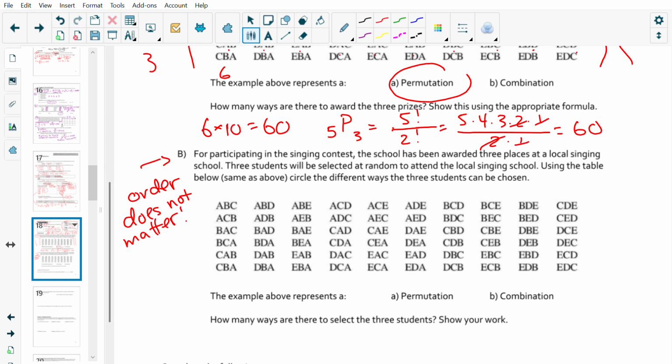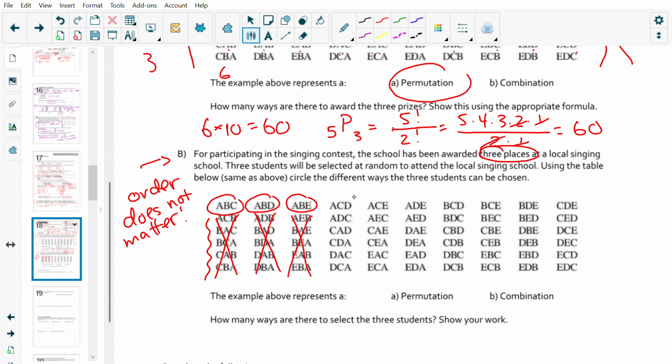Okay, let's be careful here. So if I have, remember, we're just awarding 3 places. We don't care about the order. A, B, C. All of these values contain an A, B, and C, so these are all repeats because we're just assigning 3 spots. Same thing, A, B, D, doesn't matter. These are all the same.